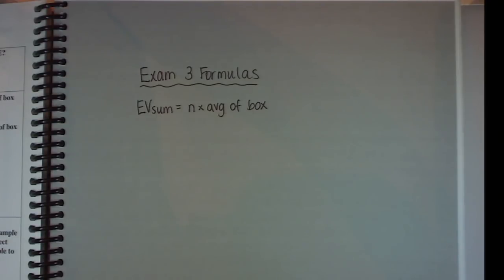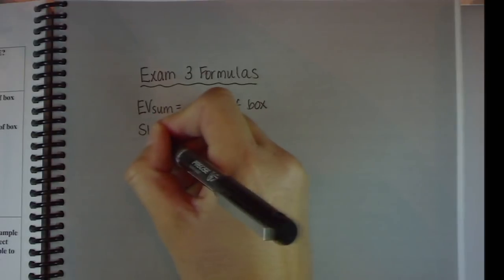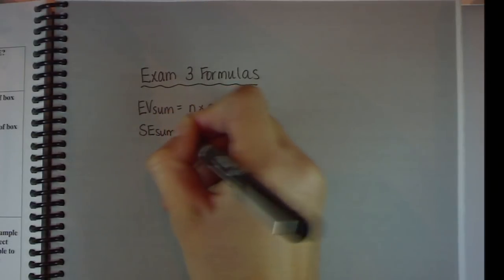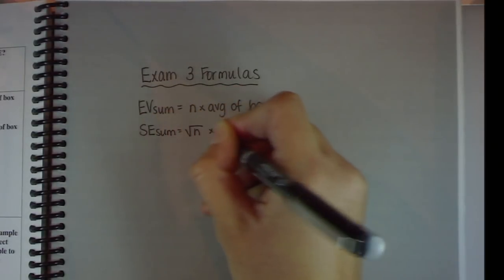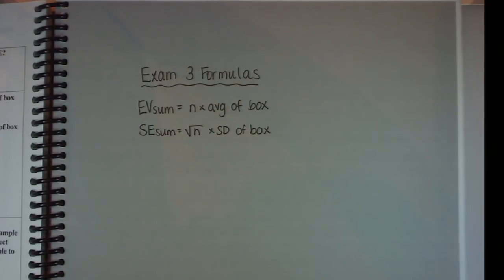And then the expected value is great and all, but we like to give a range instead of an exact number. So the next thing was the standard error for the sum, which was the square root of n times the SD of the box. So those were for sums.